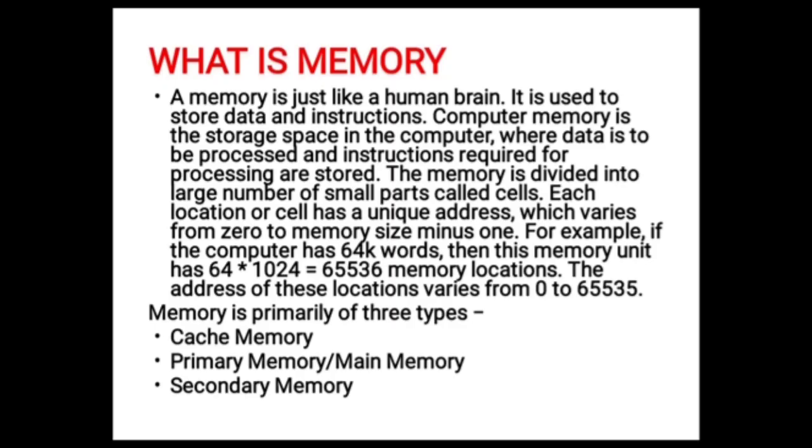So, let's start with what is memory. Memory is something to retain something. Memory is to save something. So, it is used to store data and instructions. You can assume a computer memory as many blocks, with each block having a unique address.